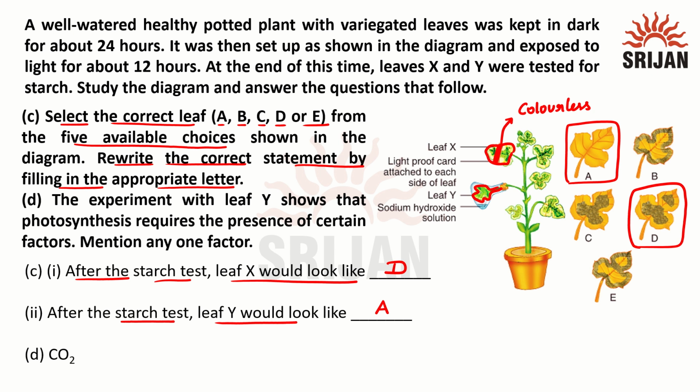Last question in this question will be, the experiment with leaf Y shows that photosynthesis requires the presence of certain factors. Mention any one factor. So here in leaf Y it is carbon dioxide.